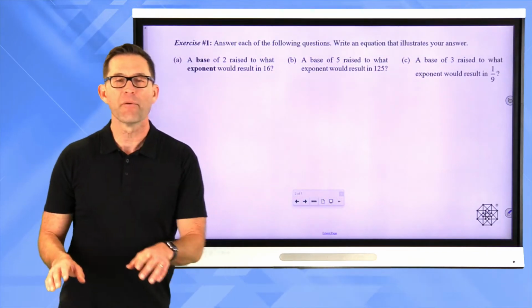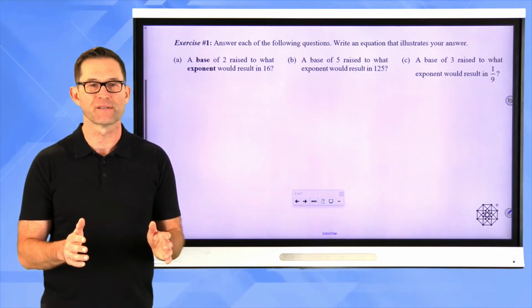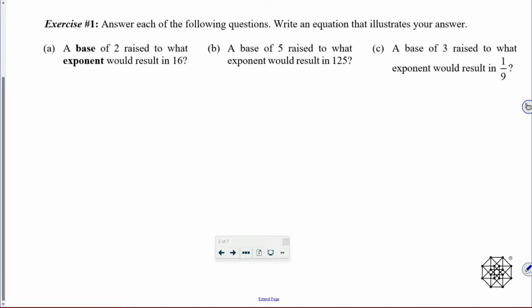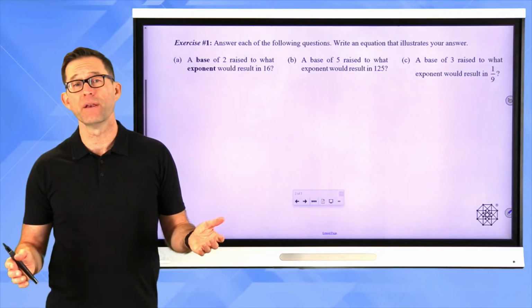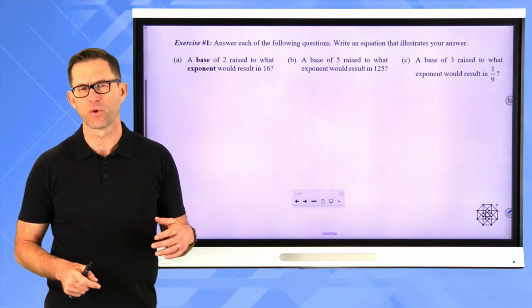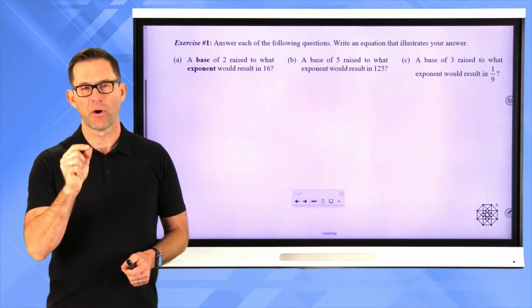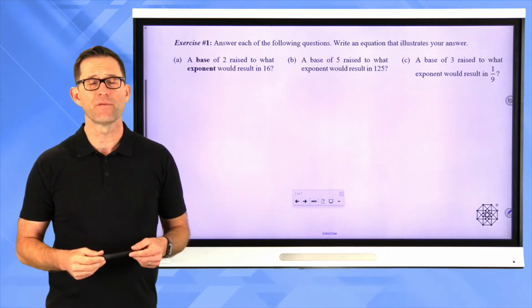Now, before we jump into logarithms, I want to give you a little warm-up problem in exercise number 1. Answer each of the following questions. Write an equation that illustrates your answer. Letter A. A base of 2 raised to what exponent would result in 16? Maybe I should have said, what exponent do we need to raise 2 to in order to get 16, but then I'm going to be saying the word 2 a lot, which is weird. Anyway, pause the video right now and see if you can figure that out.